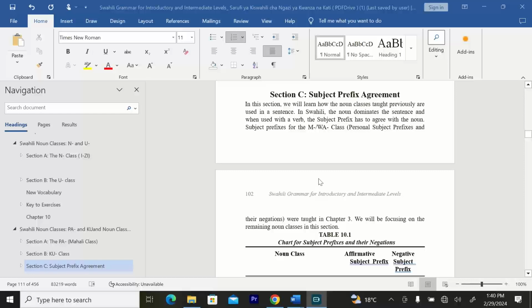Welcome to section C, which is about the subject prefix agreement. In this section we will learn how the noun classes taught previously are used in a sentence.